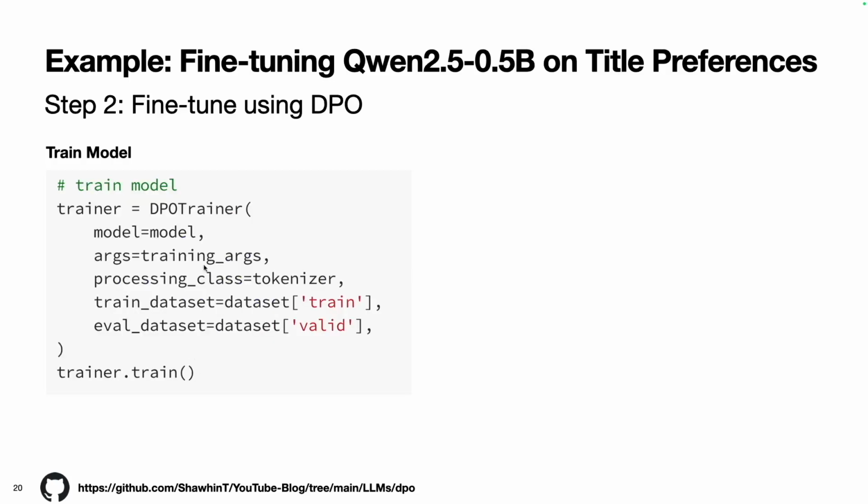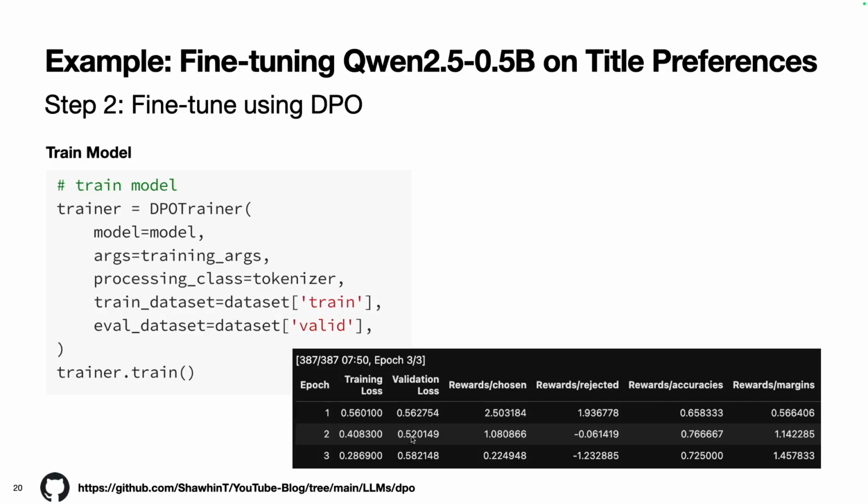And then with that, we can just simply train the model using this DPO trainer. So I pass in the model, the training arguments, the tokenizer, and then I have my train validation split for the train and eval datasets. And so here's what training looks like. I just trained it for 3 epochs, which took about 8 minutes on my MacBook. We can see that the training loss is going down, which is good. But then we see the validation loss starts going up on epoch 3. So a little bit of overfitting.